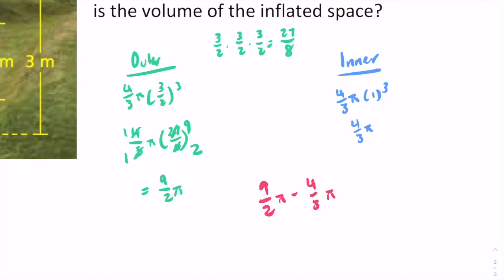From here, I would plug it into the calculator, using 3.14 for pi. So 9/2 times 3.14 minus 4/3 times 3.14. And when you do that, I got approximately 9.94 inches cubed. Oh, not inches, meters. Always take a look at my units. So that's what I got.